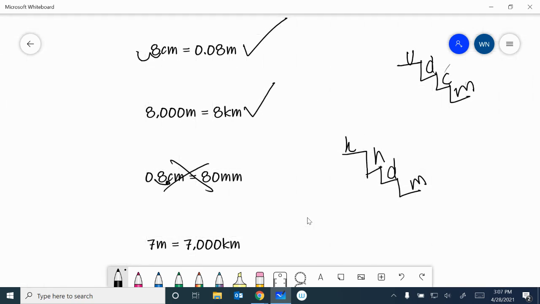Last one, let's take a look. 7 meters equals 7,000 kilometers. We start at 7 meters. We're going to divide as we go up. So that would be 7/10 of a decimeter, 7/100 of a hectometer, and 7,000ths of a kilometer. That one's really tricky because if you had multiplied while going up instead of dividing, you would have gotten it wrong. This one is incorrect because 7 meters equals 7,000ths of a kilometer. Tricky, tricky.